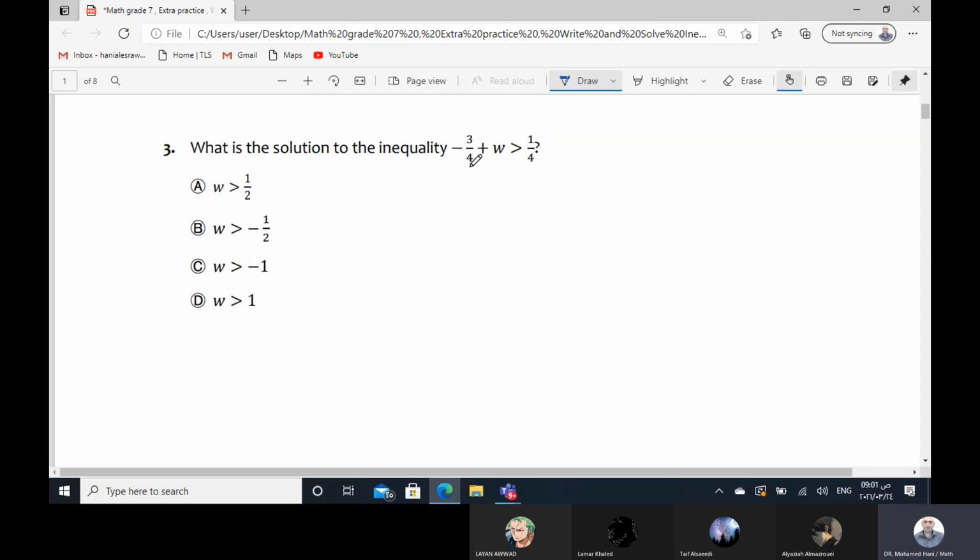So try to remove minus 3 over 4 from the two sides. So add 3 over 4. Now 3 over 4 and minus 3 over 4 will be 0. Remains here w greater than. We want to add 3 over 4 plus 1 over 4. Here 4 and here 4, so we can write here 4. And 3 plus 1 will be 4. 4 over 4 will be 1. So the answer here 1. So w greater than 1. So we can choose number D.